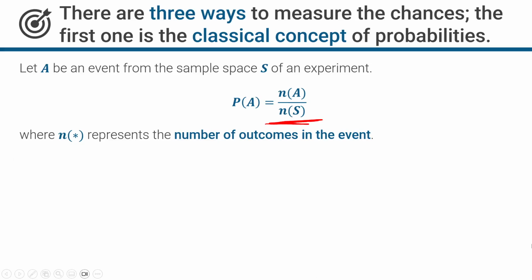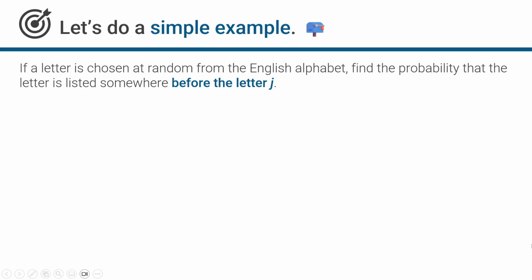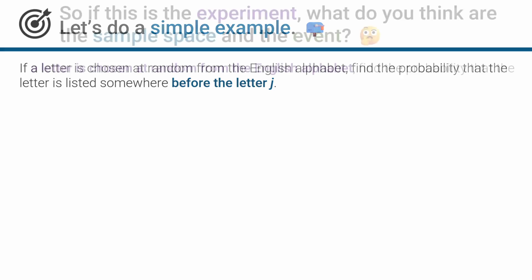Right, so let's go for the next example. Suppose that a letter is chosen at random from the English alphabet. Find the probability that the letter is listed somewhere before the letter J. Okay, so let's try to solve this problem.